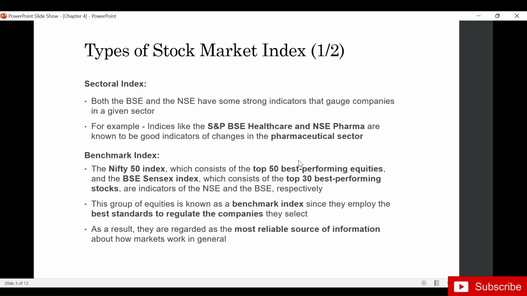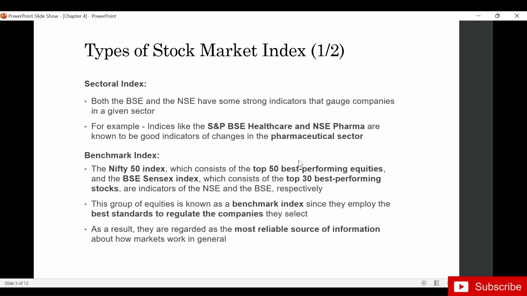The second type of index is the benchmark index. Here we have two benchmark indices. The first one is the Nifty 50 index, which consists of the top 50 equities, and the second one is the BSE Sensex index, which comprises the top 30 best performing stocks. The Nifty 50 is the index of the NSE stock exchange, and the Sensex index is the index of the BSE stock exchange.